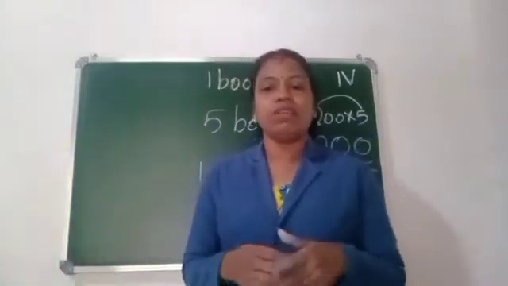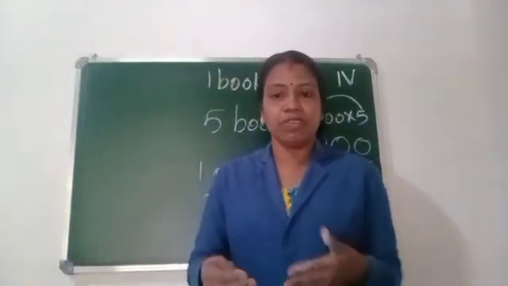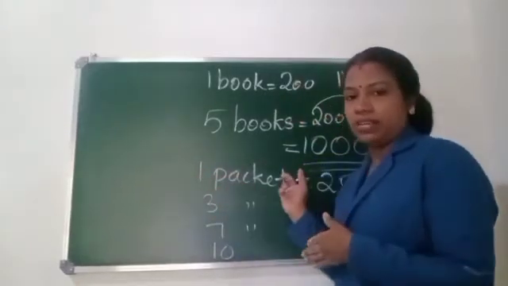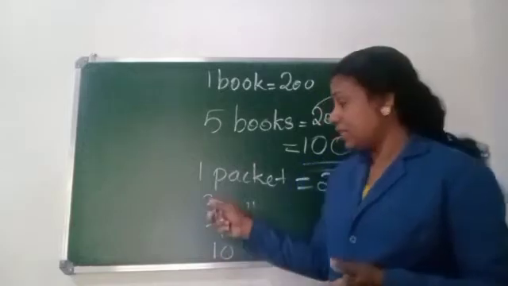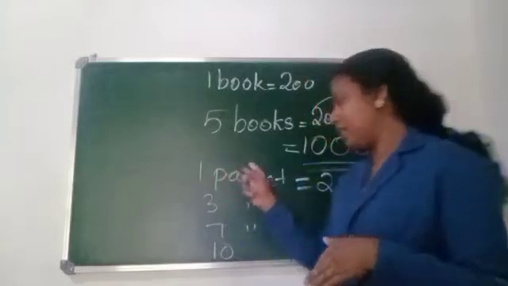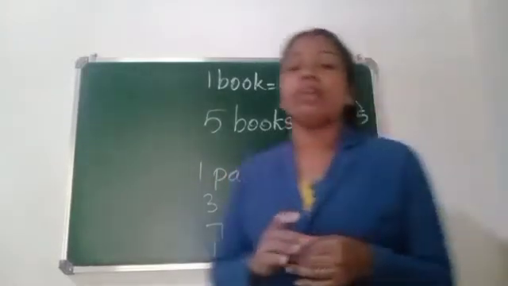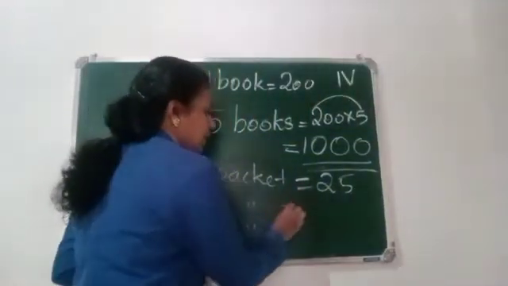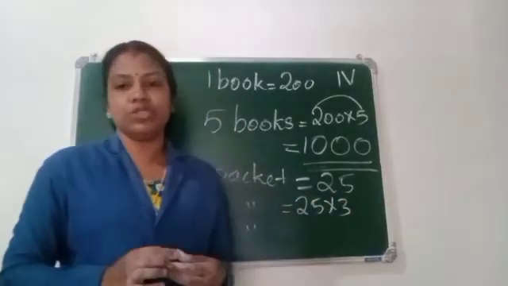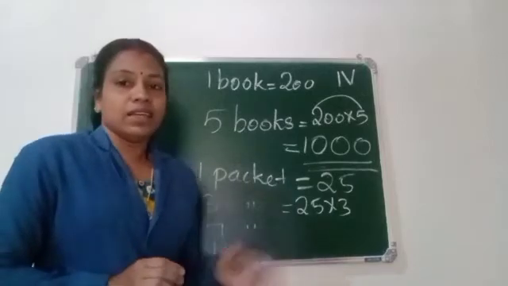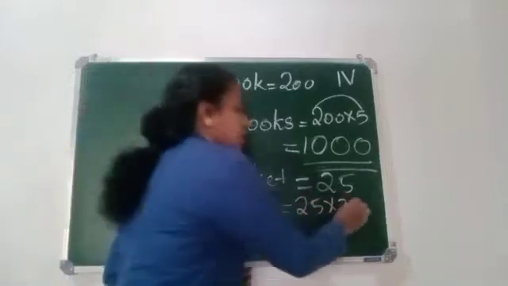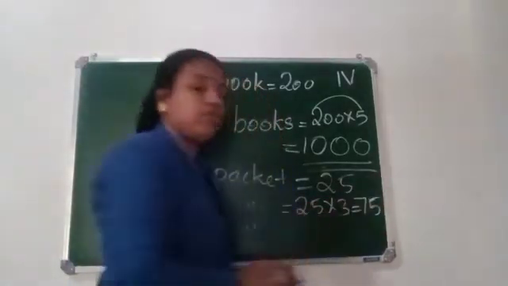What will we do? Yes, we need to find more quantities. One quantity is given. One packet has 25 laddus. So, we want to find 3 packets. Okay, more quantity, so we have to multiply the numbers. That is 25 into 3. Then you will get the number of laddus in 3 packets. What is 25 into 3? Which is equal to 75.